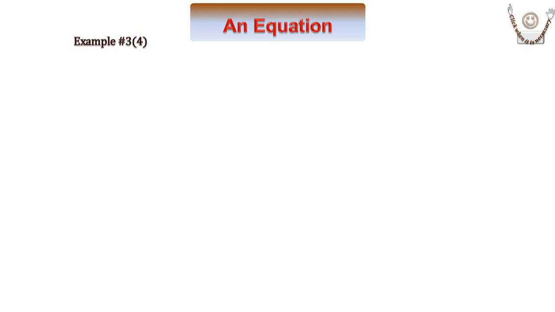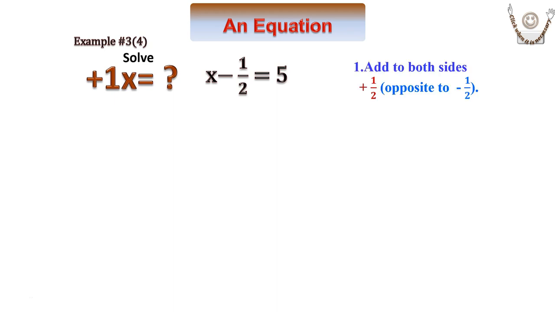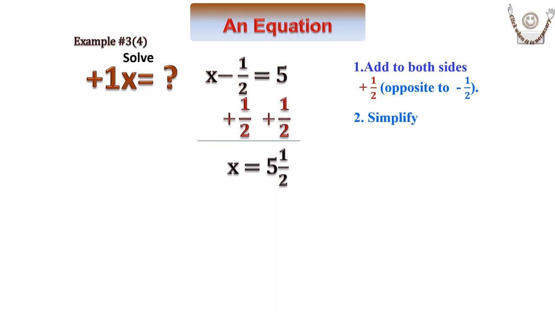Example number 3. We have to solve an equation, positive 1x and negative 1 over 2 equals positive 5. We are looking for positive 1x. In order to solve, we have to add to both sides positive 1 over 2. And as a result, we will have x equals 5.5, and we can show the answer as x equals 5.5, or we can show this as a point on the real number line.